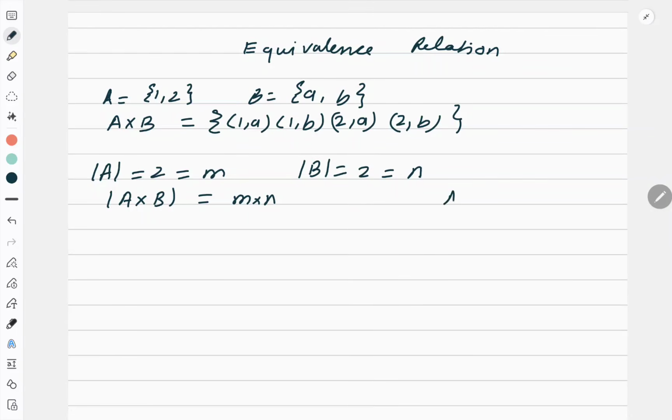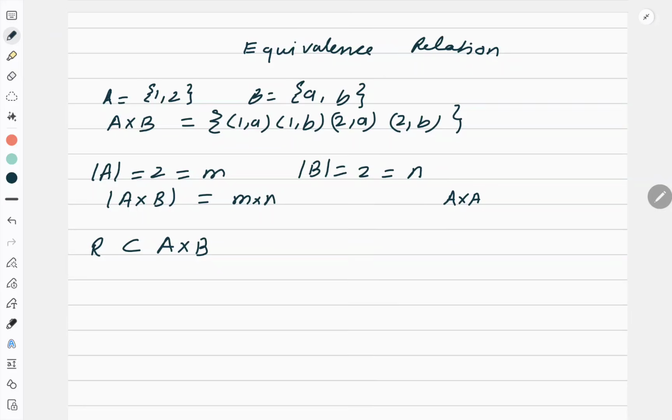We can also define A cross A, B cross B, and if there is another set C, we can also talk about A cross B cross C. So you should do questions based on all of them. Now, a relation R is a subset of A cross B which satisfies certain properties, which we discussed in the previous video. Now, how many subsets of A cross B can I make?